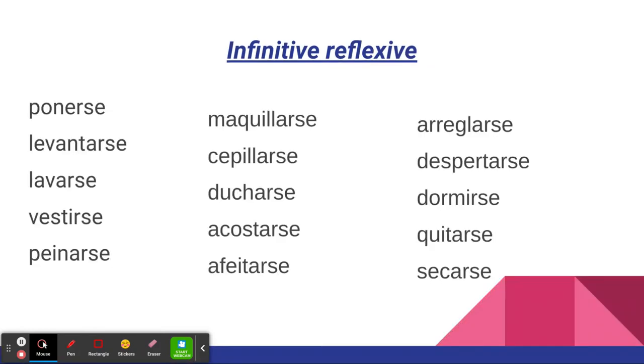The infinitive reflexive. So these are our vocabulary words. We should know what they mean by now and be able to use them in a sentence. Ponerse, levantarse, lavarse, vestirse, peinarse, maquillarse, cepillarse, ducharse, acostarse, afeitarse, arreglarse, despertarse, dormirse, quitarse, secarse. Esto lo vamos a utilizar para un proyecto más adelante.